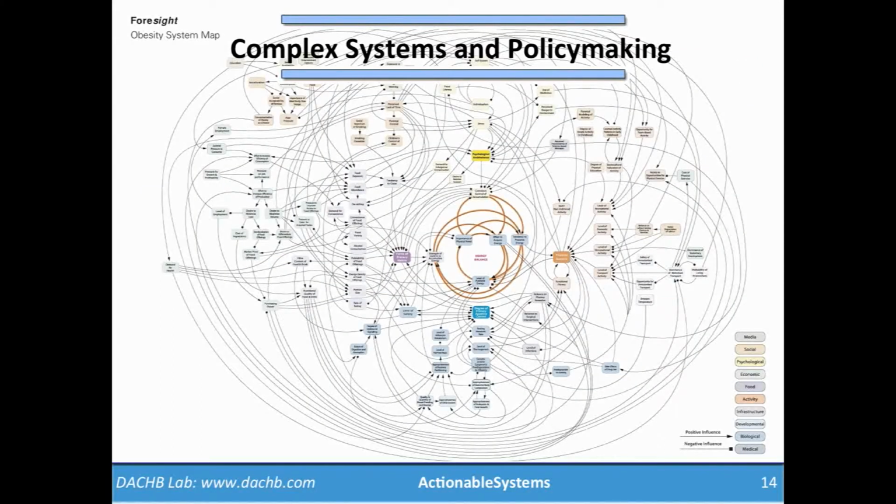Some very comprehensive maps have been developed that have many loops and so on. For example, the Foresight obesity map was developed out of the UK and is one of the most famous ones in obesity research. So we may think, great, we have a big map that tells us about how many things are connected. So now we should be able to use all this information to make more informed policies, right?